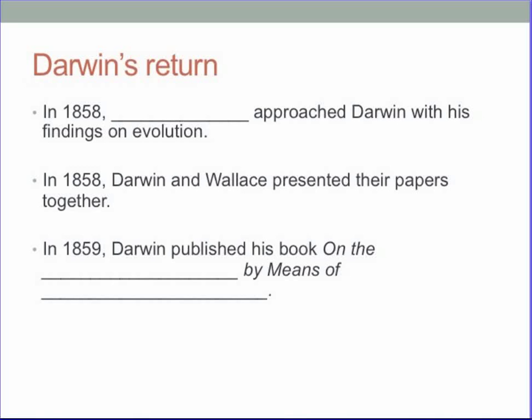But in 1858, a man named Wallace approached Darwin with his findings on evolution. So he had also come up with ideas on evolution. And later in 1858, Darwin and Wallace presented their papers together to fellow scientists. And those fellow scientists said, yeah, that kind of makes sense. So in 1859, Darwin finally published his book on the origin of species by means of natural selection.